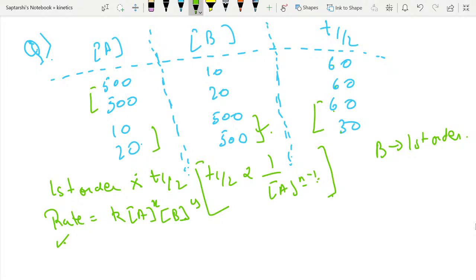See, when the time is halved, the concentration is doubled, right? So T half is getting halved, but the concentration is getting doubled. This is half, this is doubled.